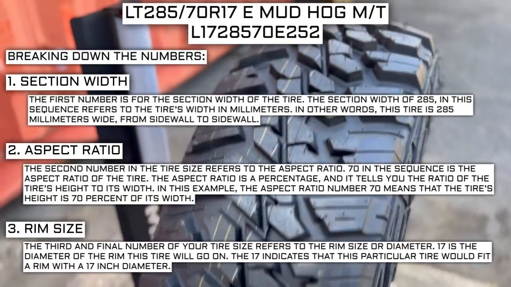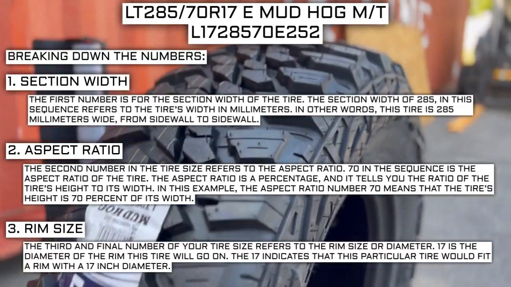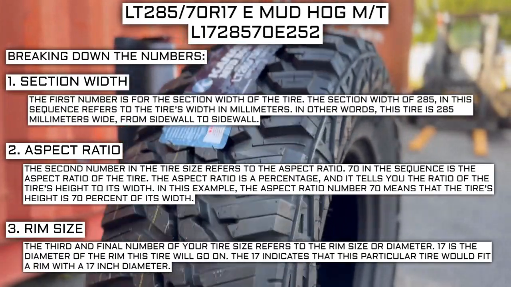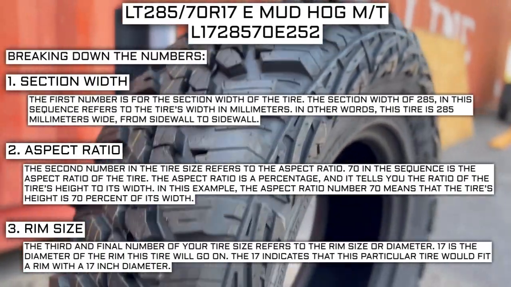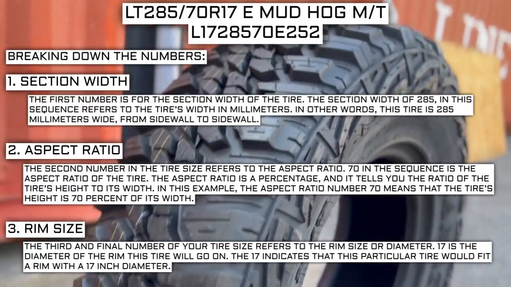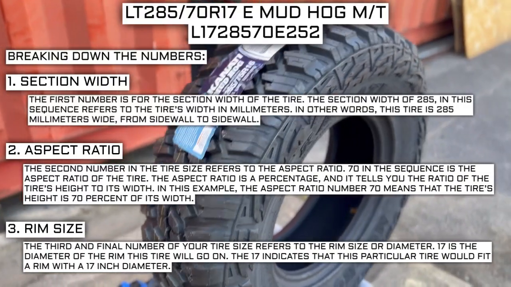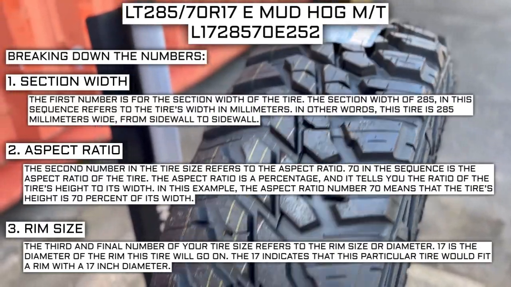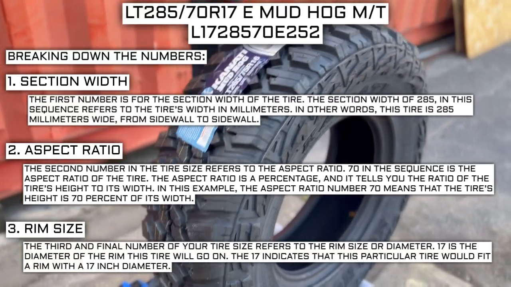The third and final number of your tire size refers to the rim size or diameter. 17 is the diameter of the rim this tire will go on. The rim size of 17 in this scenario indicates that this particular tire would fit a rim with a 17-inch diameter. Keep in mind, this number is not negotiable. Unlike the first two numbers, you can't upsize and downsize this part. The only time this number will be different is if you are actually changing the size of your rim. So for example, if you find a fantastic deal on a set of 265/70R17 tires, you absolutely cannot use them in place of your current 265/70R16 tires, unless you are actually changing the rim size also from 16 to 17.